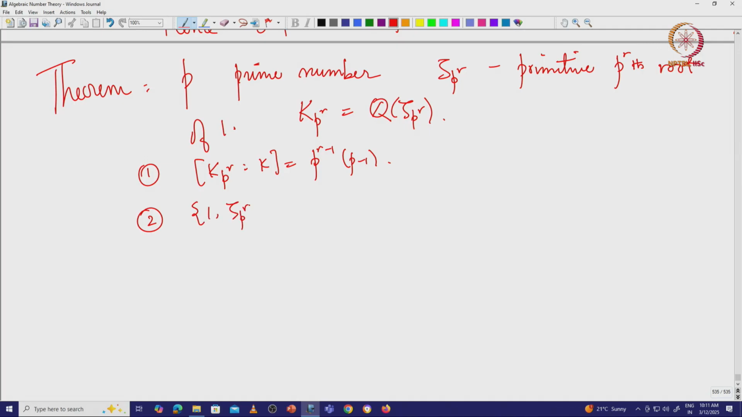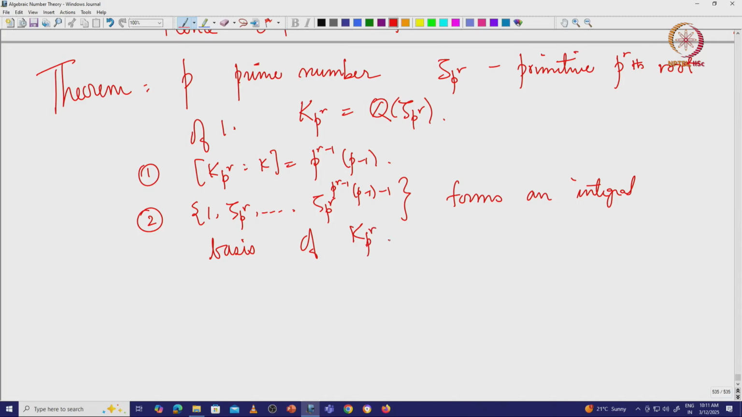1, zeta p^r, and so on up to zeta p^r to the power p^(r-1)(p-1) minus 1. This forms an integral basis of K_{p^r}, which means that the ring of integers of K_{p^r} is generated by this over Z.